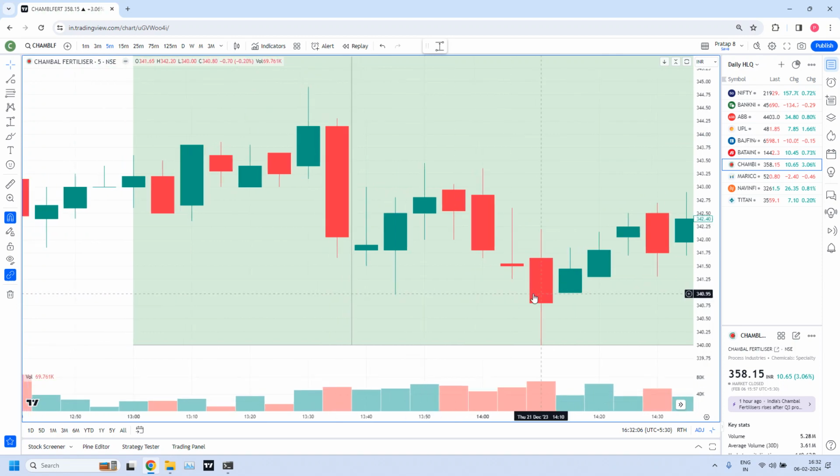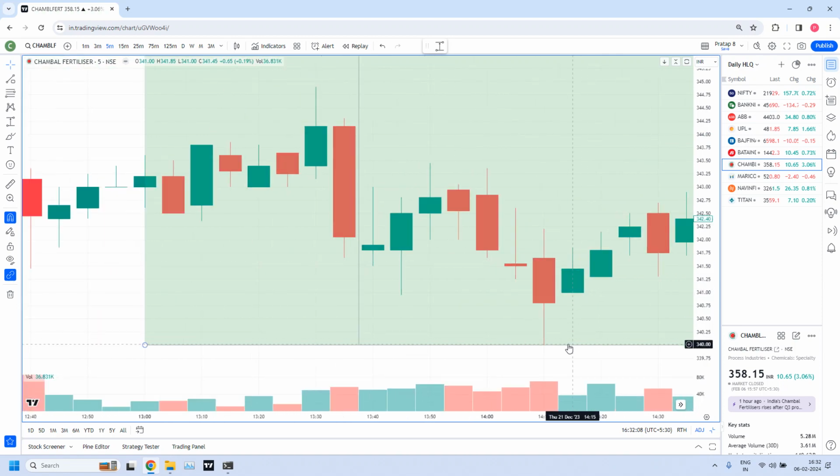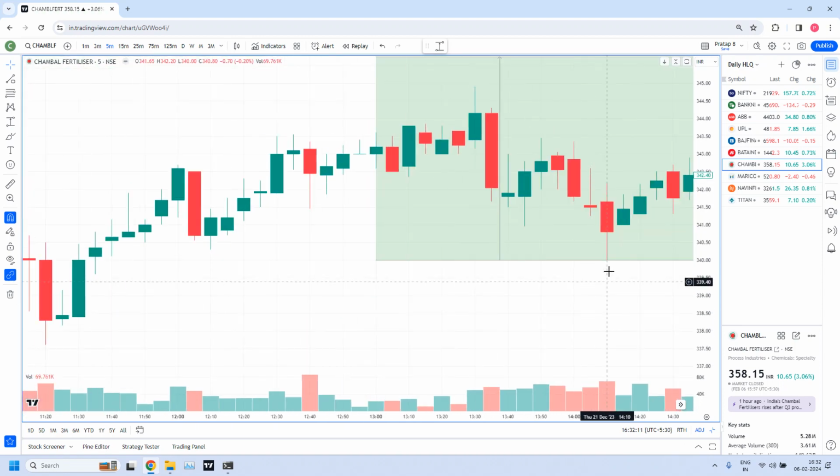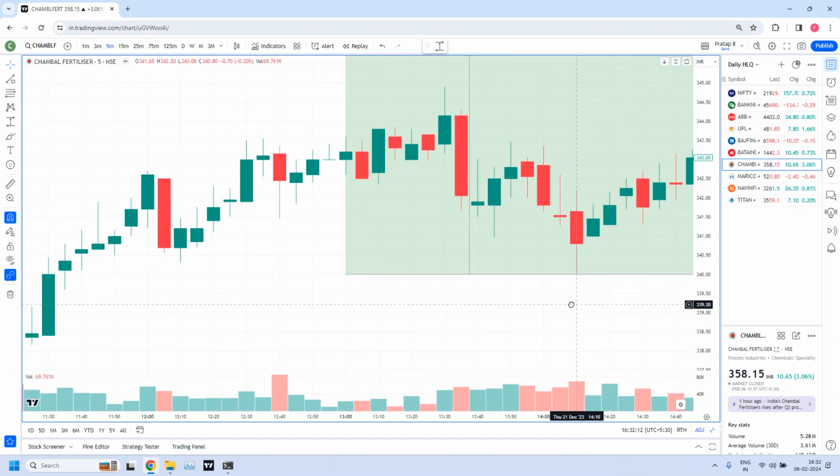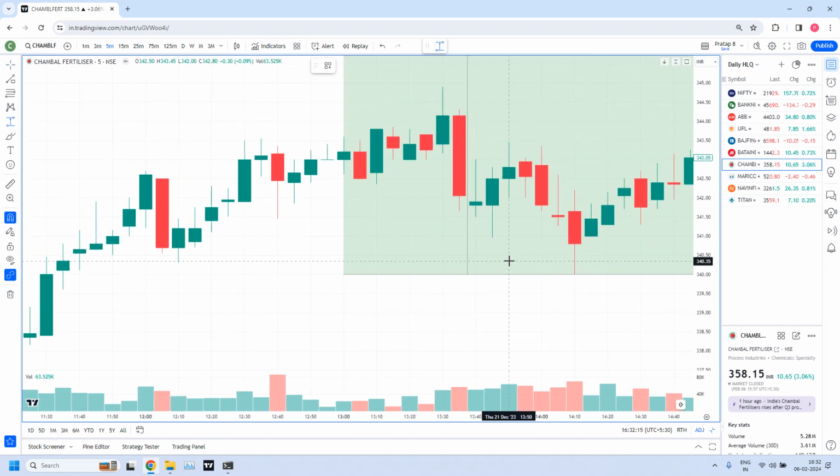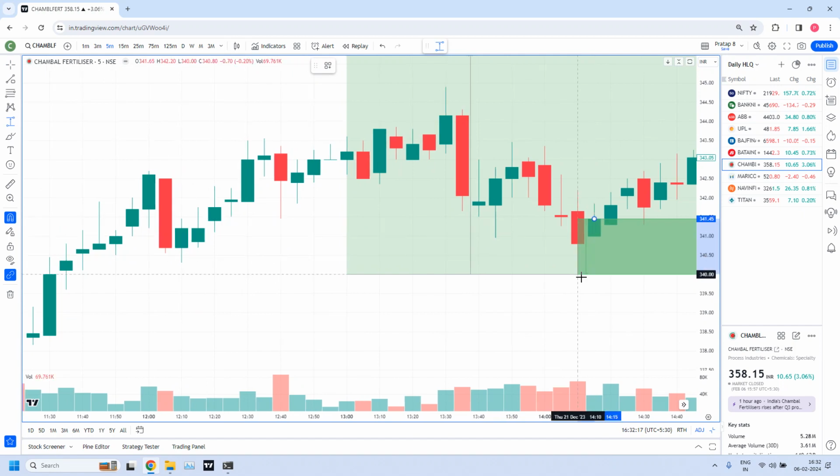So what is it that I did? After seeing this entire price action, where prices started from here, I thought, why can't we draw a zone like this? A 5-minute zone.